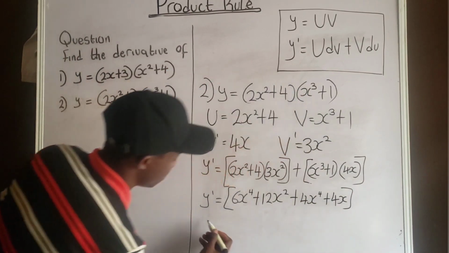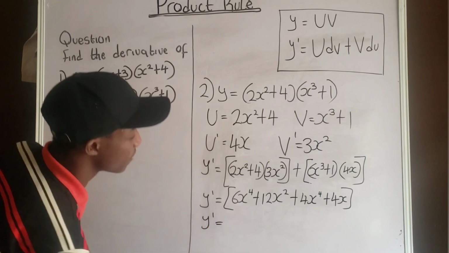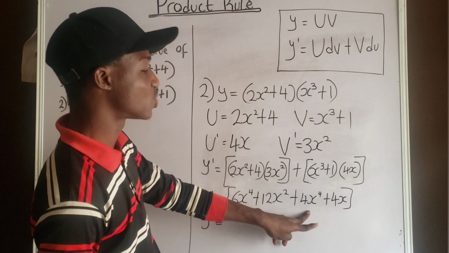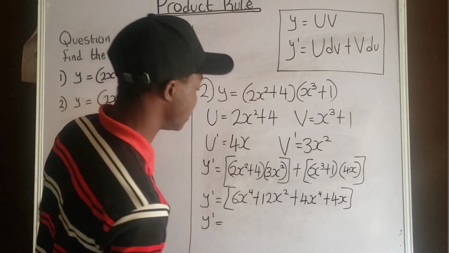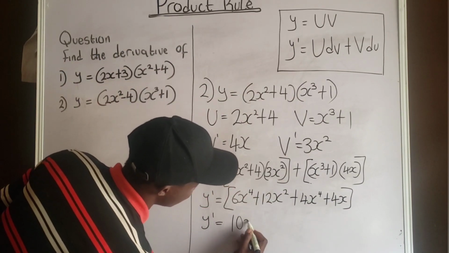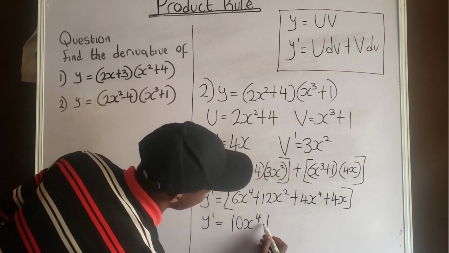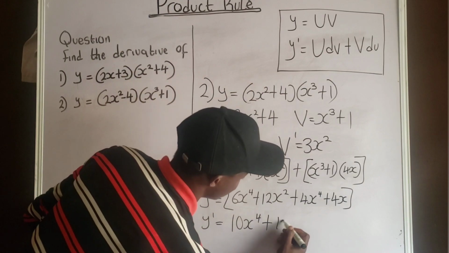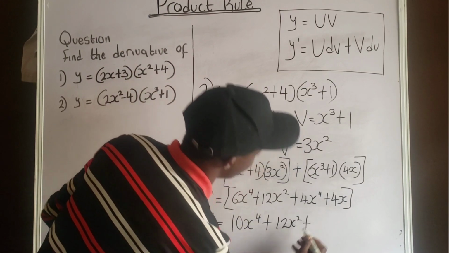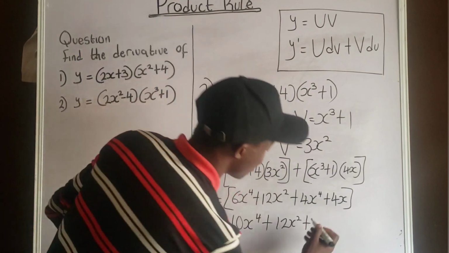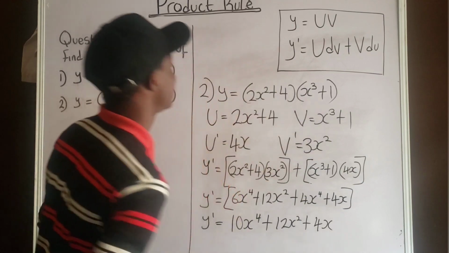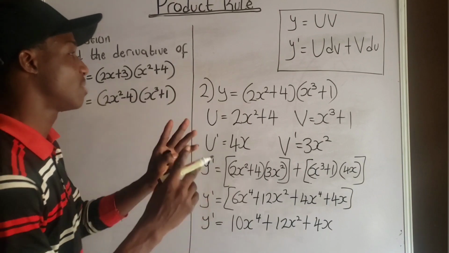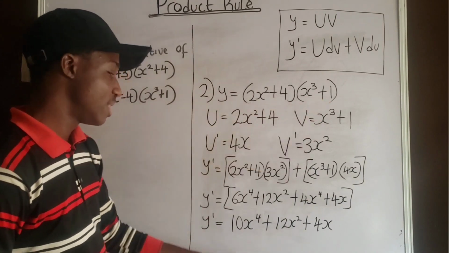Okay. So if you collect like terms, the derivative of y is equal to 6x raised to the power of 4 plus 4x raised to the power of 4. That is 10x raised to the power of 4 plus 12x raised to the power of 2 plus 4x. So the derivative of y for (2x squared plus 4) multiplied by (x raised to the power of 3 plus 1) is this.